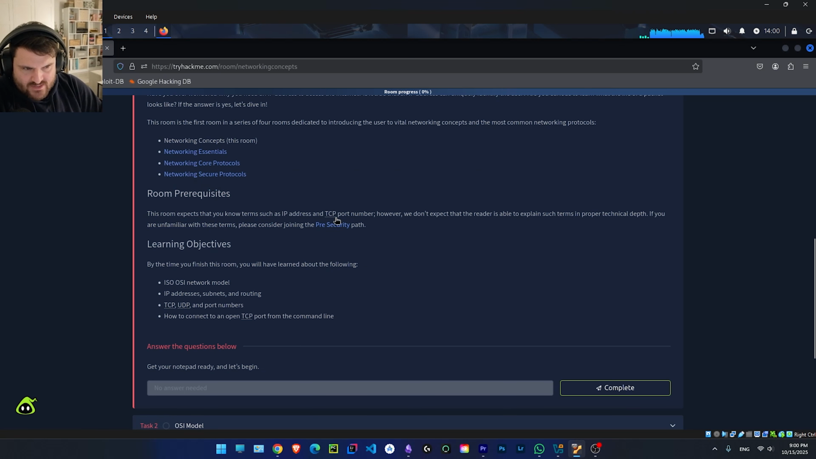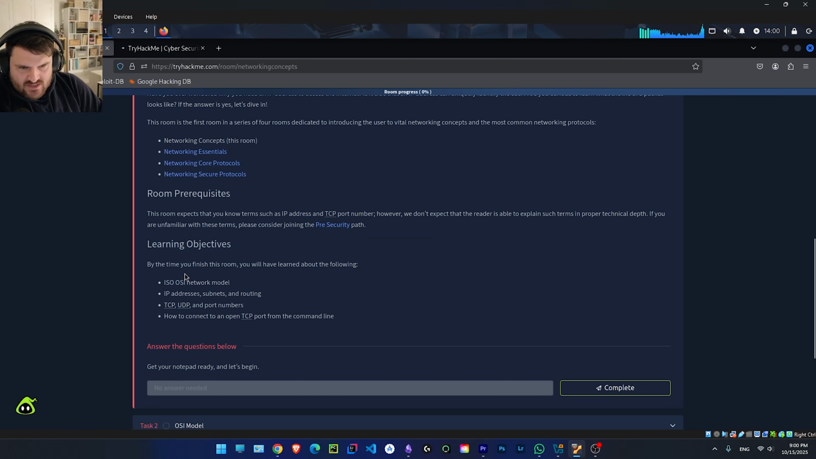Room prerequisites. This room expects that you know terms such as IP address and TCP port number. However, we don't expect that the reader is able to explain such terms in proper technical depth. If you are unfamiliar with these terms, please consider joining the Pre-Security path.